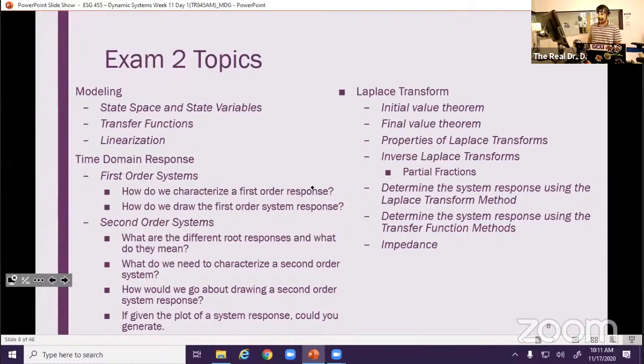You didn't know. We've got state space, transfer functions and linearization from our modeling category. From the time domain response, first order systems, right? So we want to know, how do we characterize a first order response? How do we draw the response for a first order system by hand? Second order systems, what are the different root responses and what do they mean? What do we need to characterize a second order system? How would we go about drawing a second order system response? And if you're given the plot of a system response, could you generate the mathematical model?